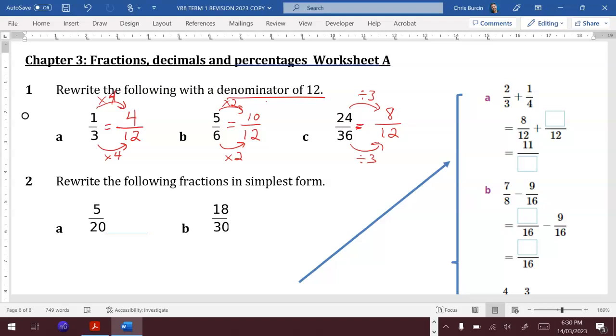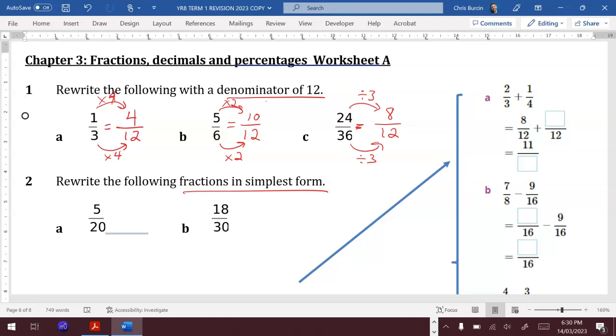Sometimes, though, you're asked to rewrite fractions in simplest form. And that means, see, 8 over 12 is not simplest form, nor is 24 over 36. So if we wanted to, we could reduce that down by common factors. And if I wanted to, I could reduce it even further until there are no more common factors.